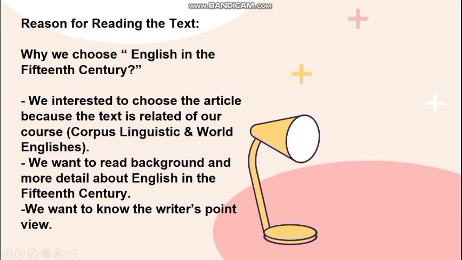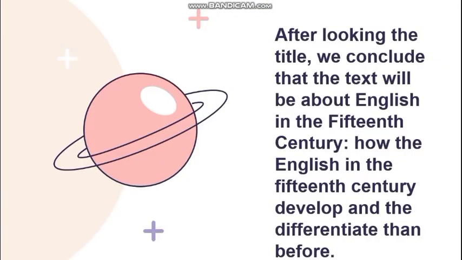Then we read it slowly so we can catch the ideas. And then after looking at the title, we predict or conclude that the text will be about English in the 15th century, how English in the 15th century developed, and what the different forms of words are in English before the 15th century and English in the 15th century.